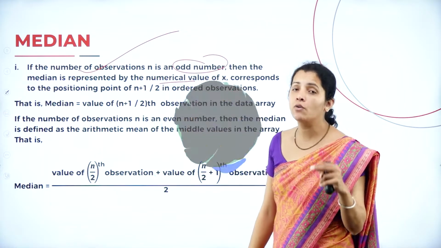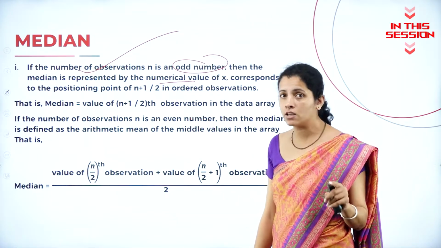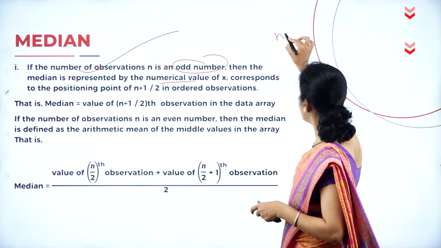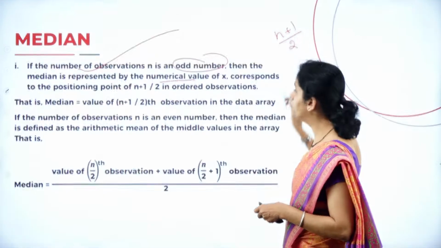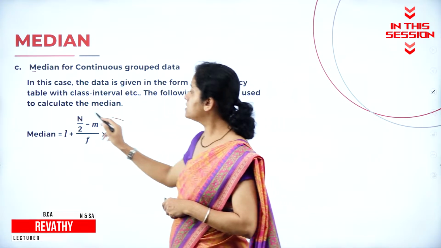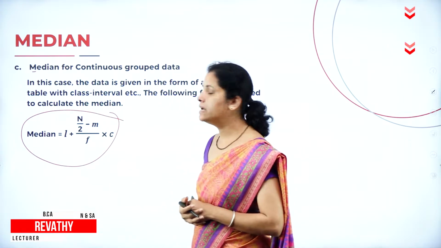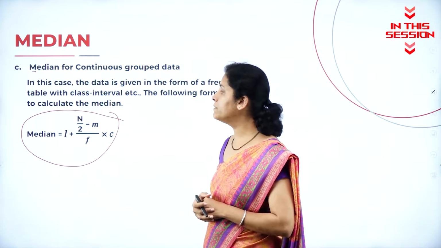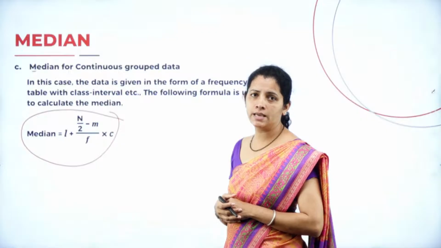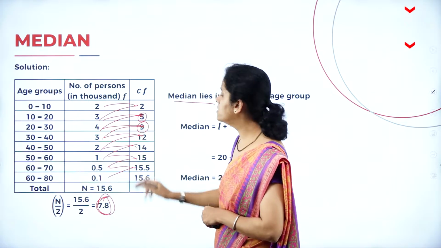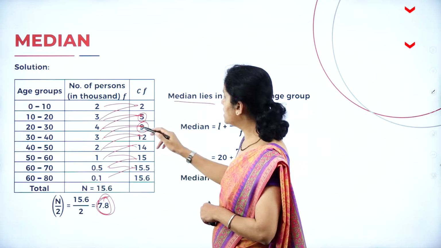If I take the count of the observation and if it is an odd number, then what's the formula I need to use? That is n plus 1 by 2. If I'm having continuous group data, then what is the formula? That is median equals L plus n by 2 minus m divided by f into c. See, 7.8 is nearer to 5 and nearer to 9. So I'm going to consider 9.